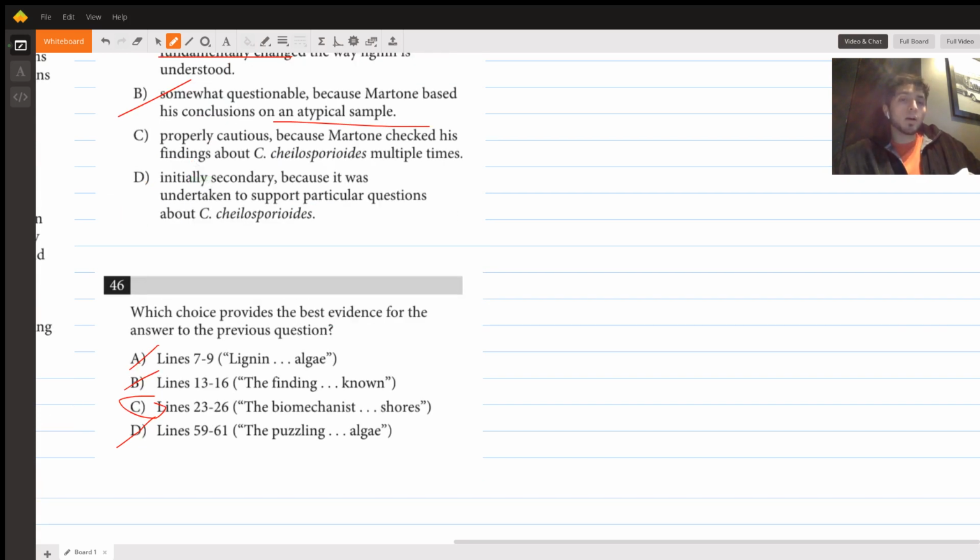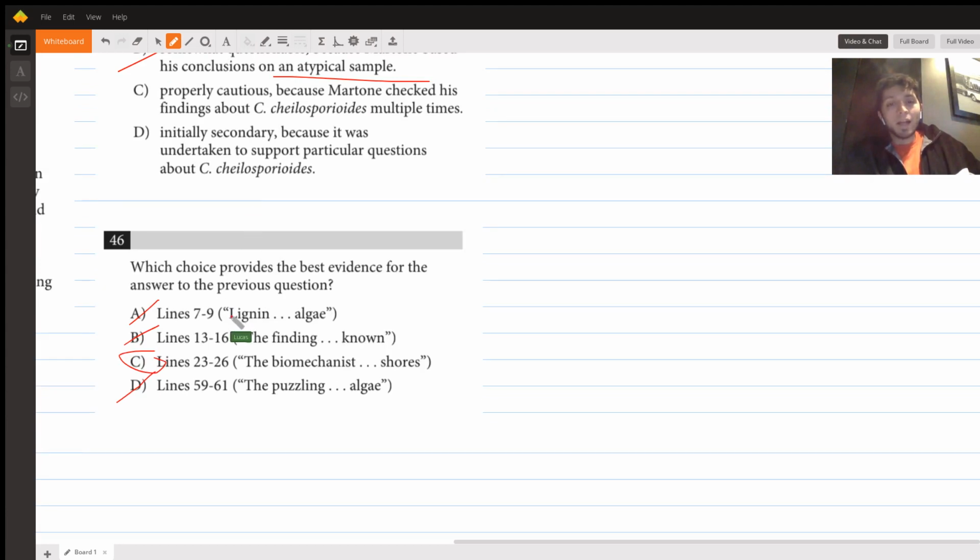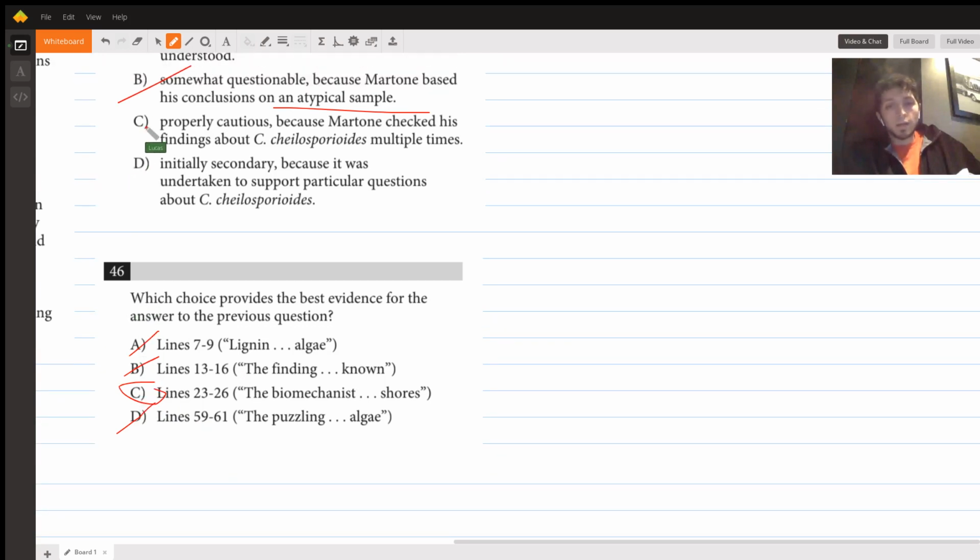C says properly cautious because Martone checked his findings about this is general. There's nothing too interesting about it. It could be true, except that there's no evidence that he checked his findings multiple times. And especially, C is the one we chose for the last question, so eliminate that.